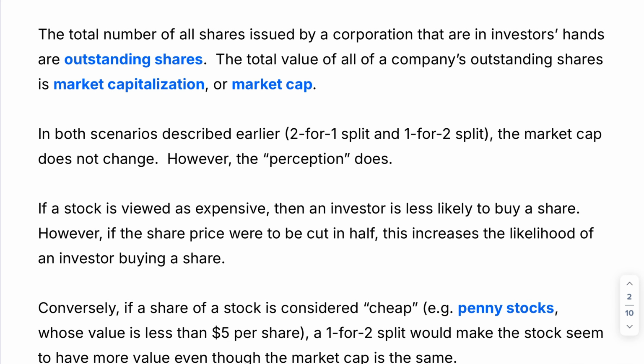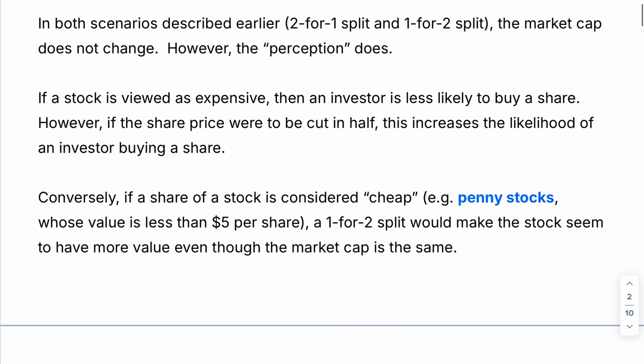So if a stock is viewed as expensive initially, then an investor is less likely to buy a share. However, if the share price were to be cut in half or more, this increases the likelihood of an investor buying a share. So this is where the perception takes place. Now, the opposite is also true.